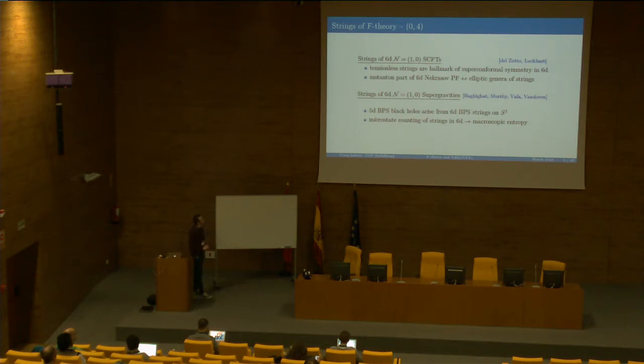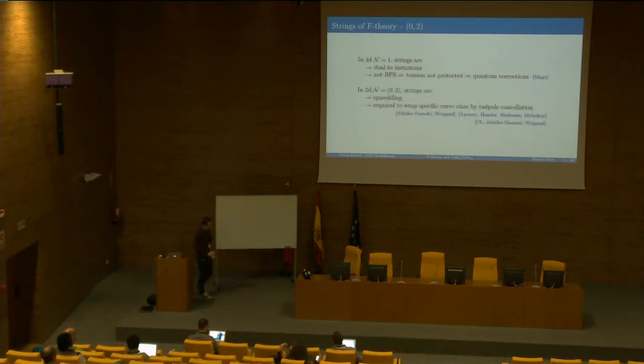Okay, so that's 6D. Let's just quickly think about 4D and 2D. So in 4D, N=1, these strings are dual to instantons, but in this case they're not BPS, their tension is not protected, and it's not quite so clear, but you can see this paper for more details, there can be some quantum corrections to the tension.